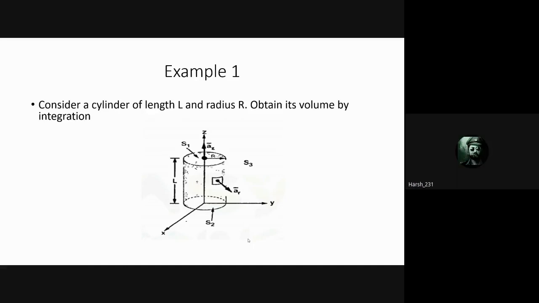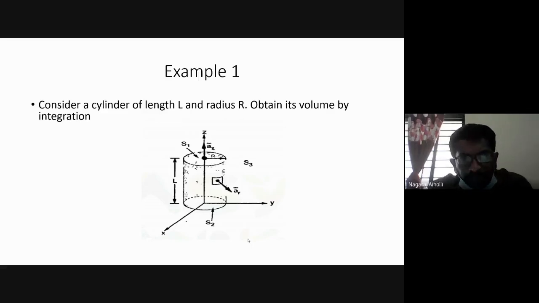Yes, sir. Okay. Here they have given the cylinder. The length of the cylinder is from 0 to L. That is, length is L, right? And the radius is from 0 to R, right? 0 to R, that is the radius of the cylinder. Then using these, we have to find the volume of the cylinder by the integration method.